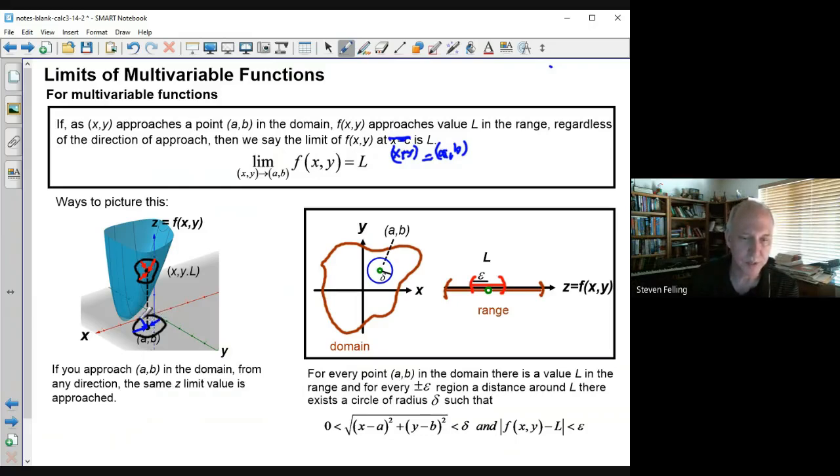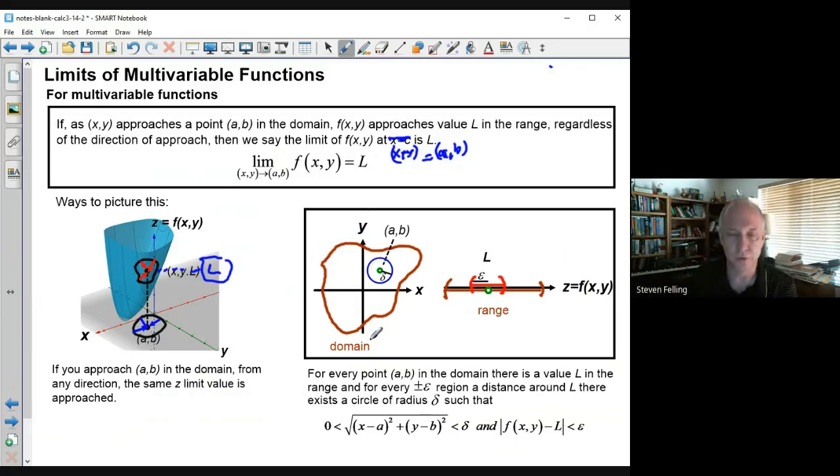As we approach that xy value from any direction, if up here on the output surface that represents the output values, those are all approaching some particular height L, in other words, there's a point (x, y, L), then that L, that height, is the limit of the function as the domain approaches (a, b), okay? So you're approaching from any direction, you get the same value here.